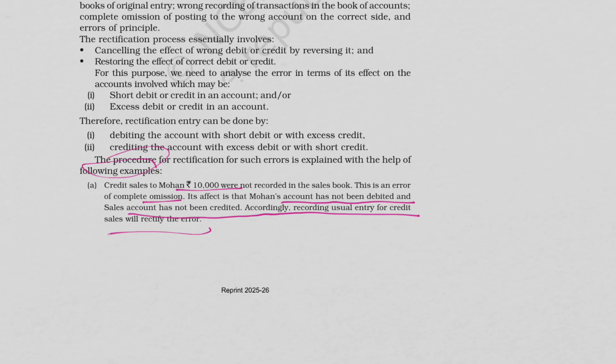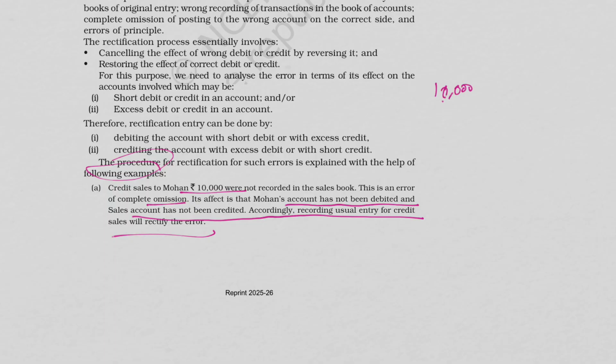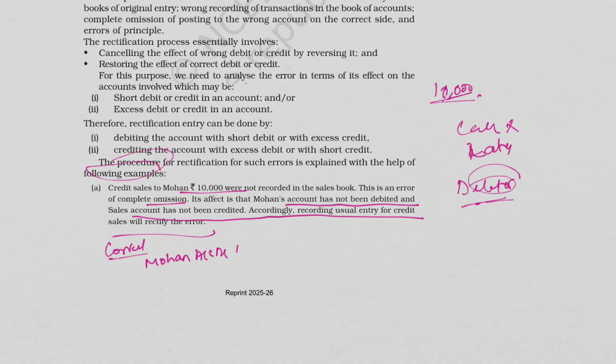Now let us see what the actual transaction was. Goods were sold on credit to Mohan for rupees 10,000. So this means that Mohan has not paid cash yet. He will pay later. So Mohan becomes the debtor of our business. What should have been the correct entry? Correct entry should have been Mohan account debit 10,000 rupees to sales rupees 10,000. The reason is Mohan is receiving the goods, so debit Mohan, sales is an income, so credit sales.